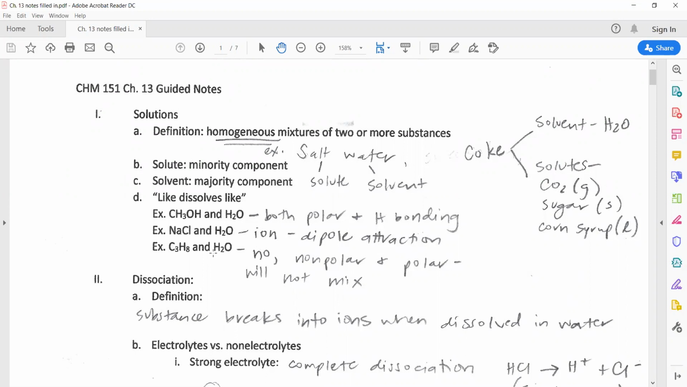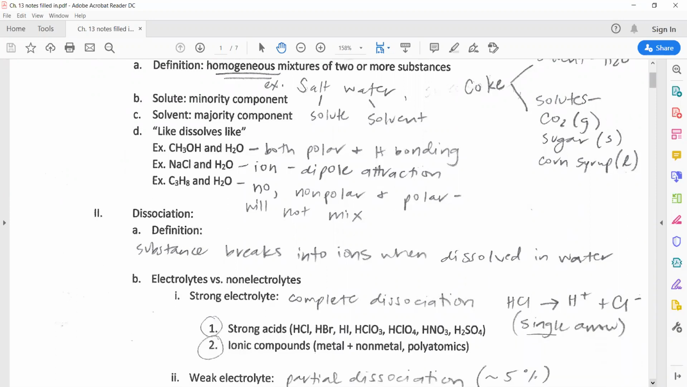And then the last one, C3H8. Anytime you have a compound that is only C's and H's, you are automatically nonpolar. So C3H8 is nonpolar, only London dispersion forces. And then there's water, which is very polar and has hydrogen bonding, and so these two will not mix. They will not be soluble in one another.